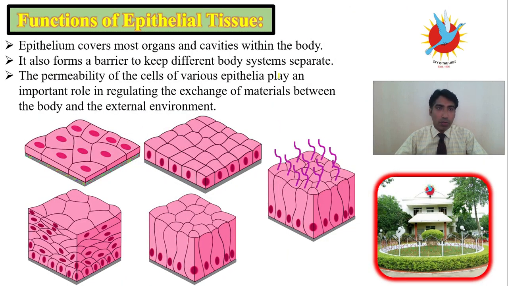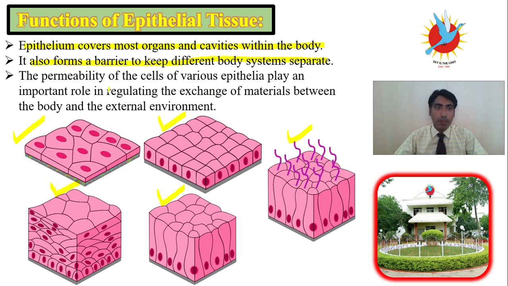Now we will discuss the functions of epithelial tissue. Inside our body various kinds of epithelial tissues are present. As you can see in these images, these are different from each other that we have learned so far. So what are the functions? They perform various functions. Epithelium covers most organs and cavities within the body. So the main function of the epithelium tissue is covering. It also performs as a barrier to keep the different body systems separate. It helps in keeping the different body systems separate from each other.